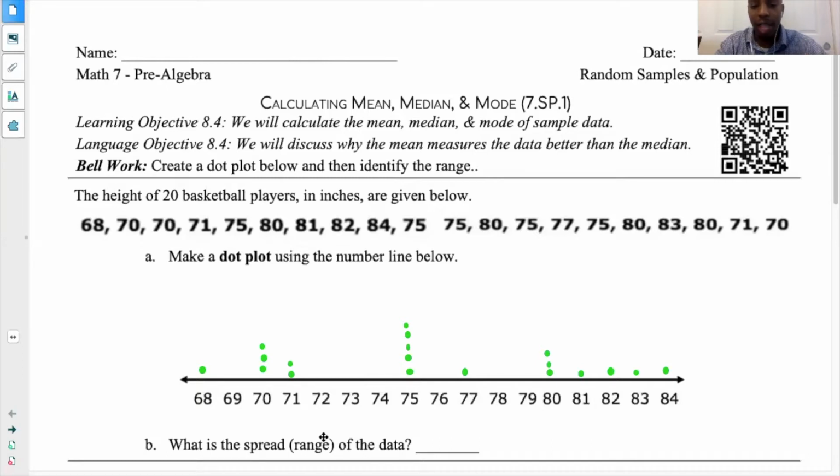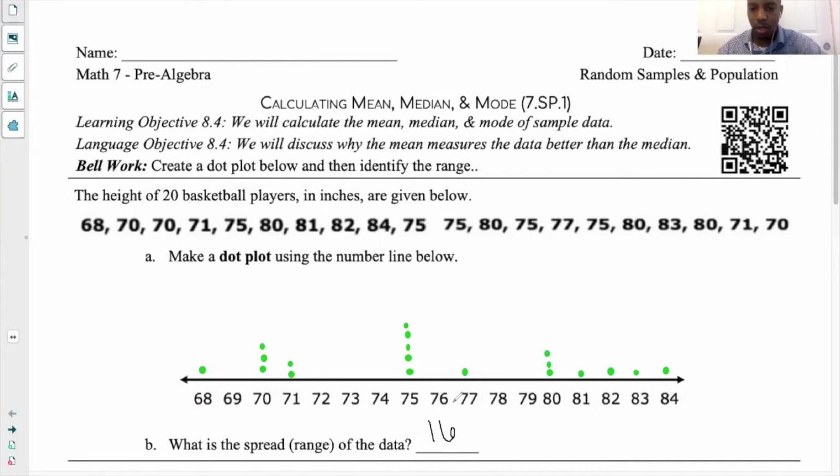Well, what is the actual range? What is the spread of this data? We take the highest value minus the lowest value. Now, the highest value you can see is 84. The lowest value you can see is 68, right? So if I do 84 minus 68, right? 84 minus 68 will end up with 16. So I hope everybody wrote down 16 for the bell work here. Okay. And that's our range of the data.